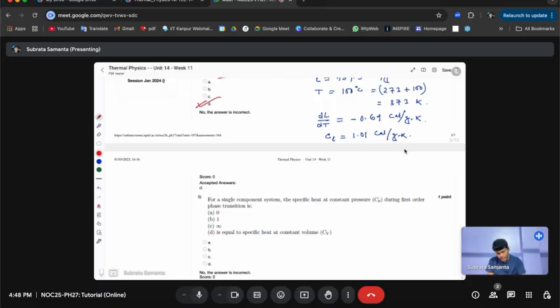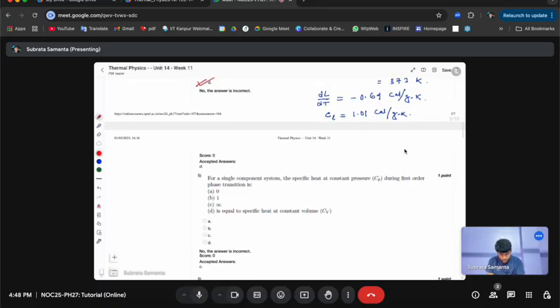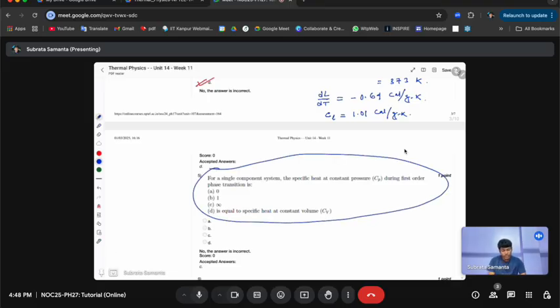Okay, so then I'll move to the next one. So it's problem number 5. For a single component system, the specific heat at constant pressure during first order phase transitions. Okay, so how to calculate this? How to know the change in the specific heat at constant pressure, Cp, during the first order phase transitions.